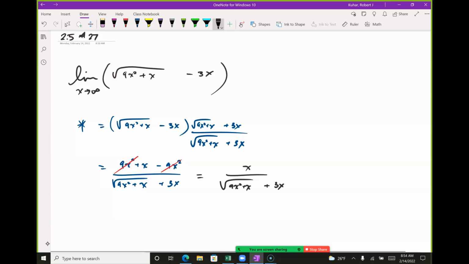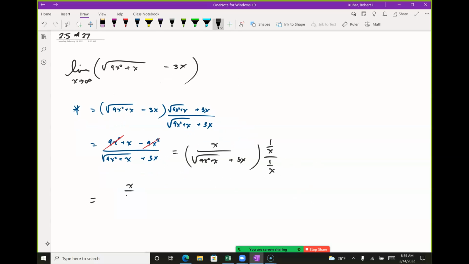So on this one, I'm going to use my highest power of x. What is my highest power of x here? You would say x squared, right? But where does that x squared live? In the radical. So that x squared is actually what power? X. So I'm going to divide every term by x.